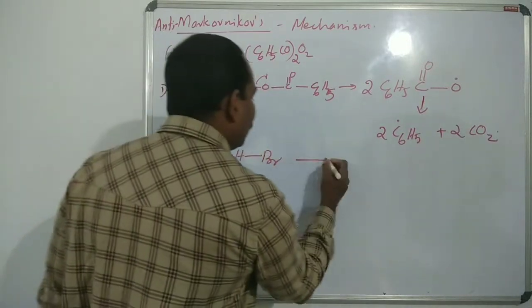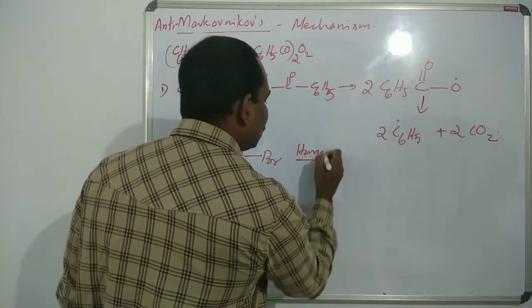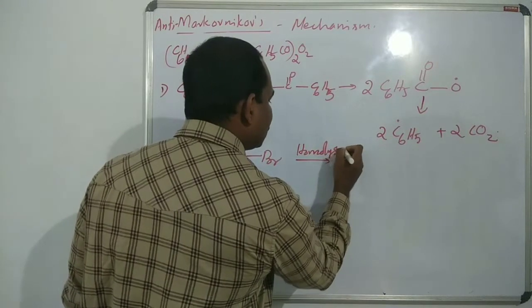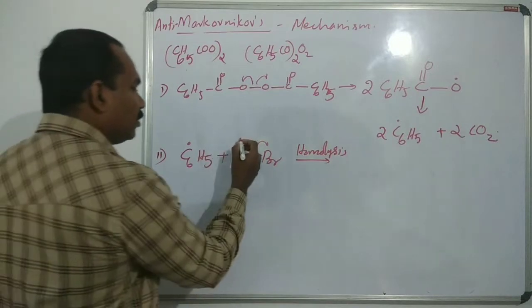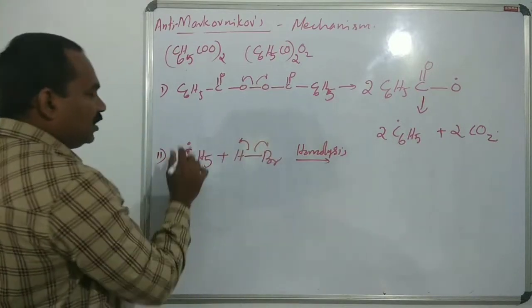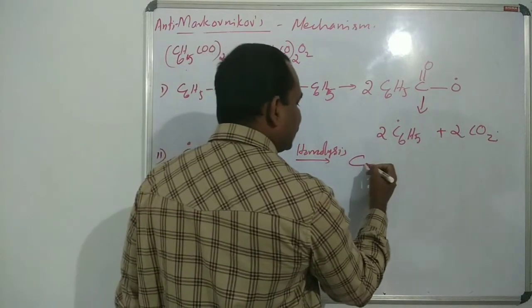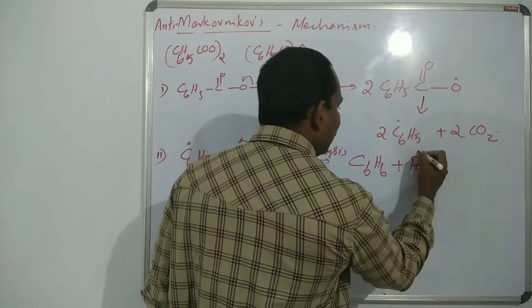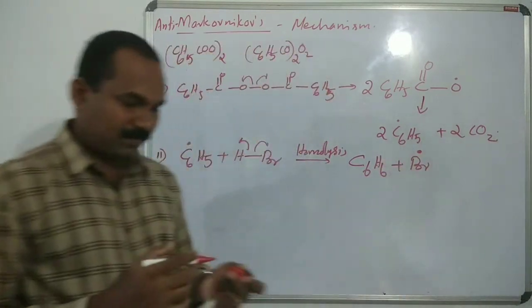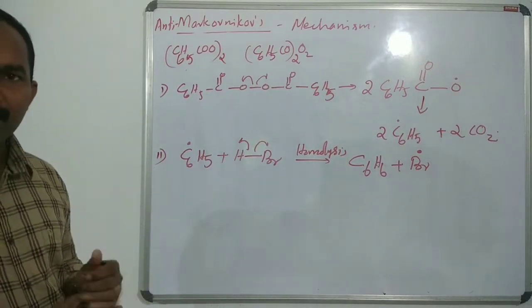Here also homolysis. Okay, homolysis takes place. We get benzene, C6H6, plus Br free radical. A very simple step. Please listen.